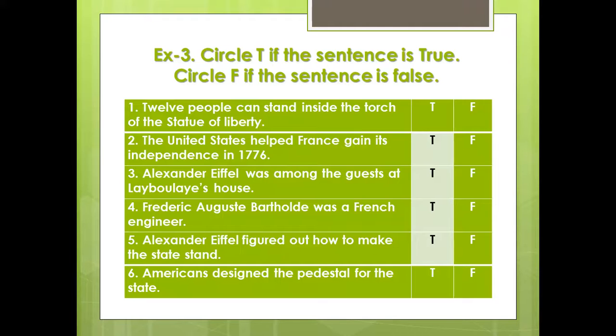Listen carefully. 1. Twelve people can stand inside the torch of the Statue of Liberty.